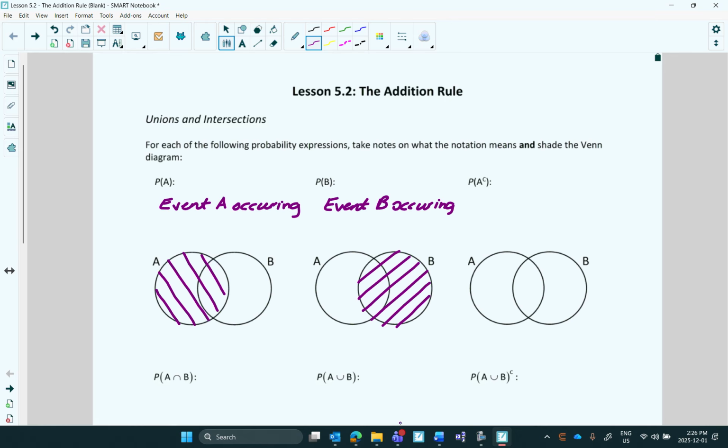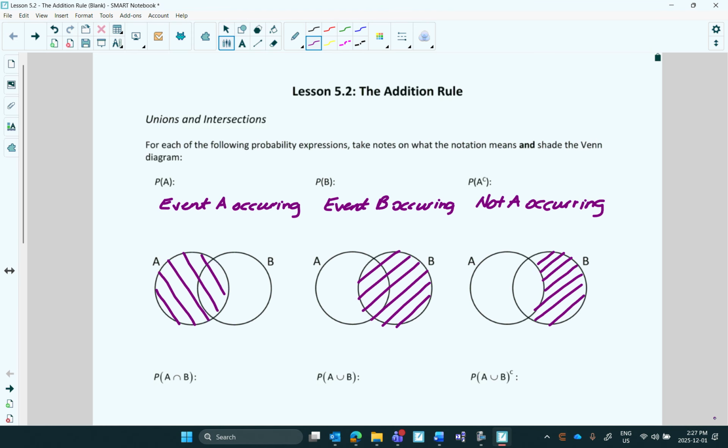What about not A? That's what that little C means, not A occurring. What would you shade here? Just this section? Yes, right. That's not A occurring. Or another way you could say it is B only occurring.